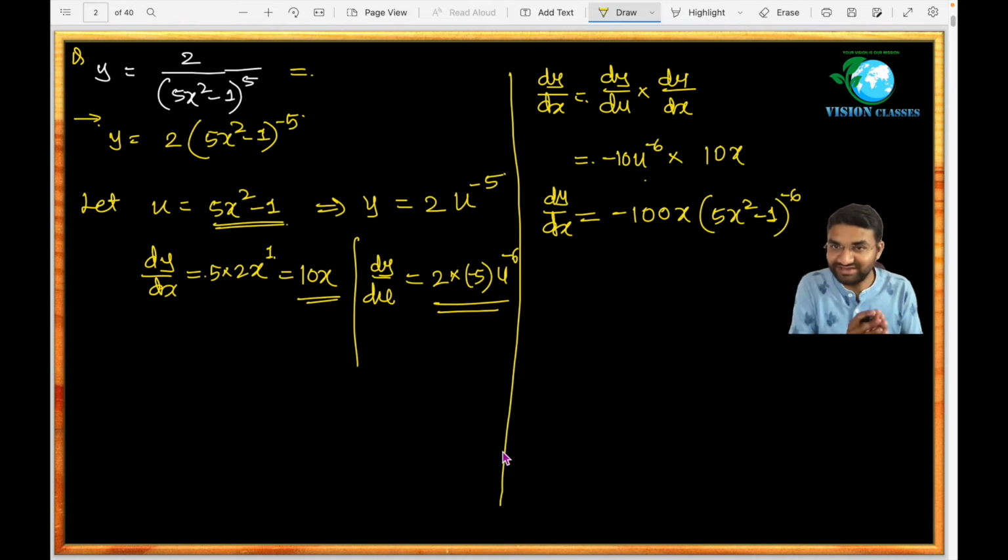Okay, this is how you have to apply the chain rule. Getting it? So suppose you have to differentiate the bracket part as well, then in that case you have to apply the chain rule. Keep in mind these things.